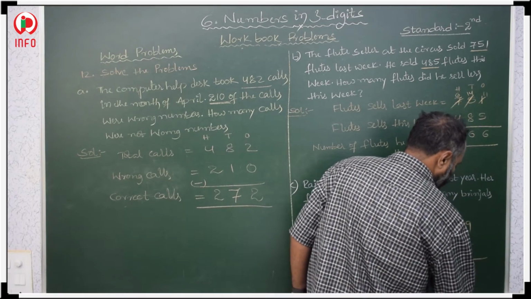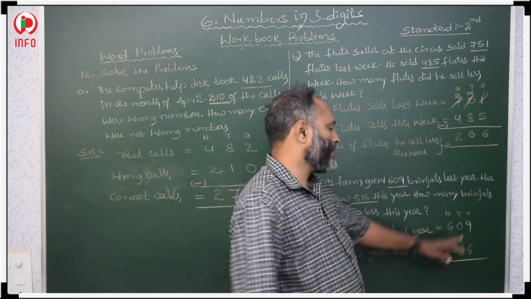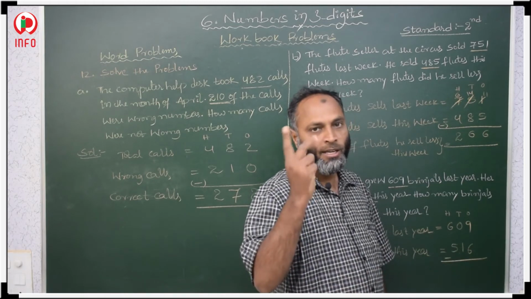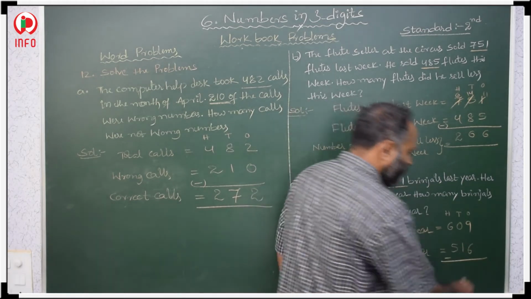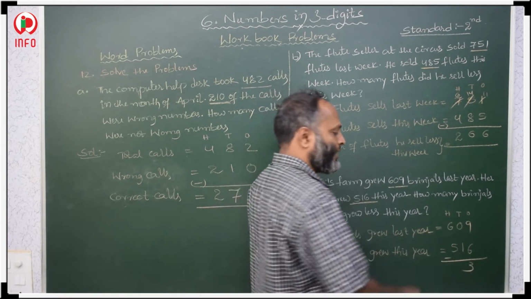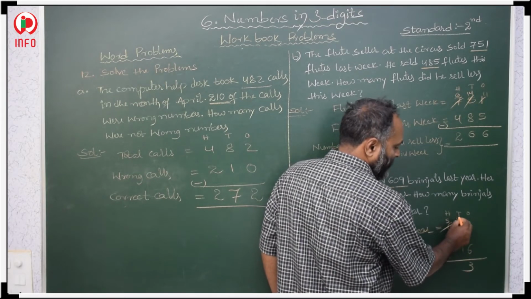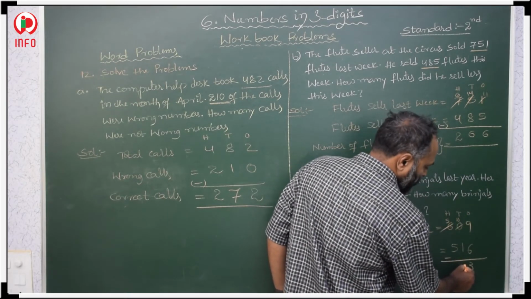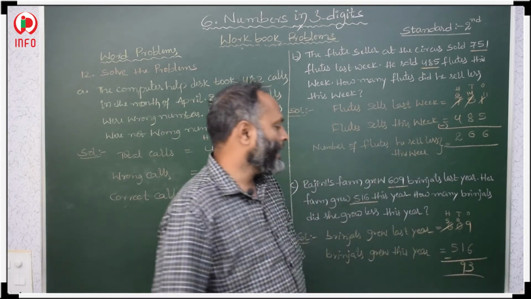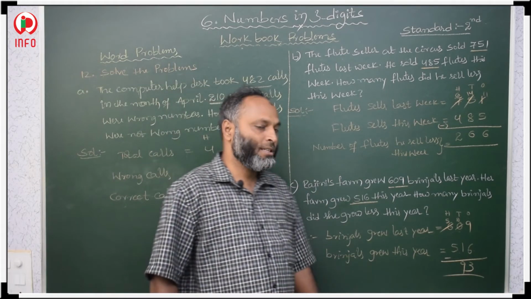516. Then minus, ones, tens and hundreds. 9 minus 6. 9 minus 6 means 7 to 9 we have to count: 7, 8, 9. It is 3. Then 0 minus 1 is not possible. We have to take borrow. Here it will decrease by 1, means 5. Here it will increase by 10. 10 minus 1 is 9. 5 minus 5, 0. So 93 brinjals she gave less.